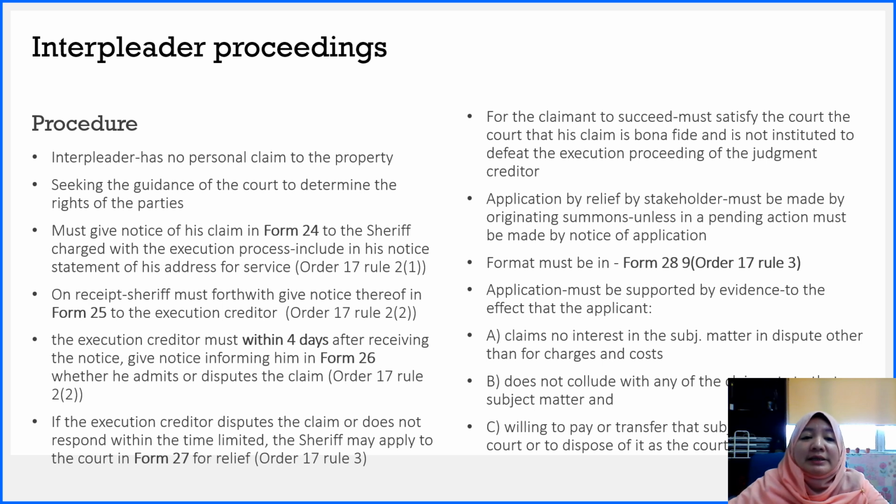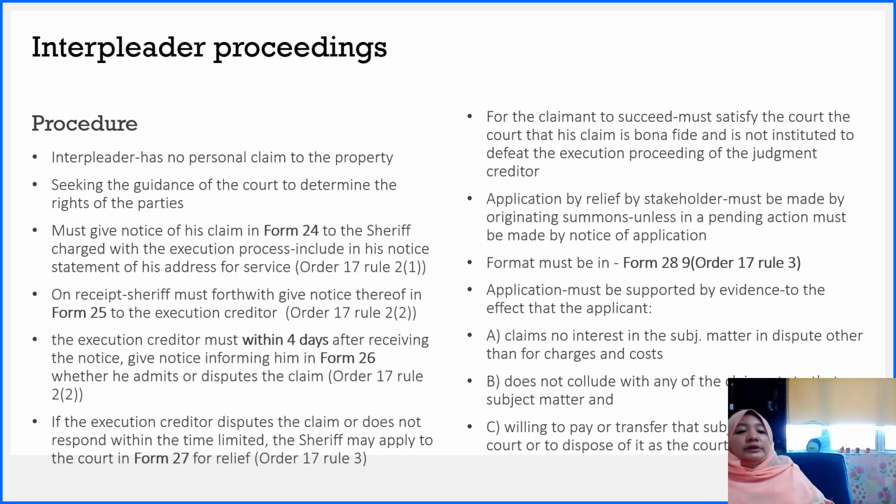He must give his notice of claim in Form 24 to the sheriff charged with the execution process, including his statement of address for service. This is under Order 17, Rule 2, Sub Rule 1. On receipt, the sheriff must forward the notice in Form 25 to the execution creditor, that is under Order 17, Rule 2, Sub Rule 2.